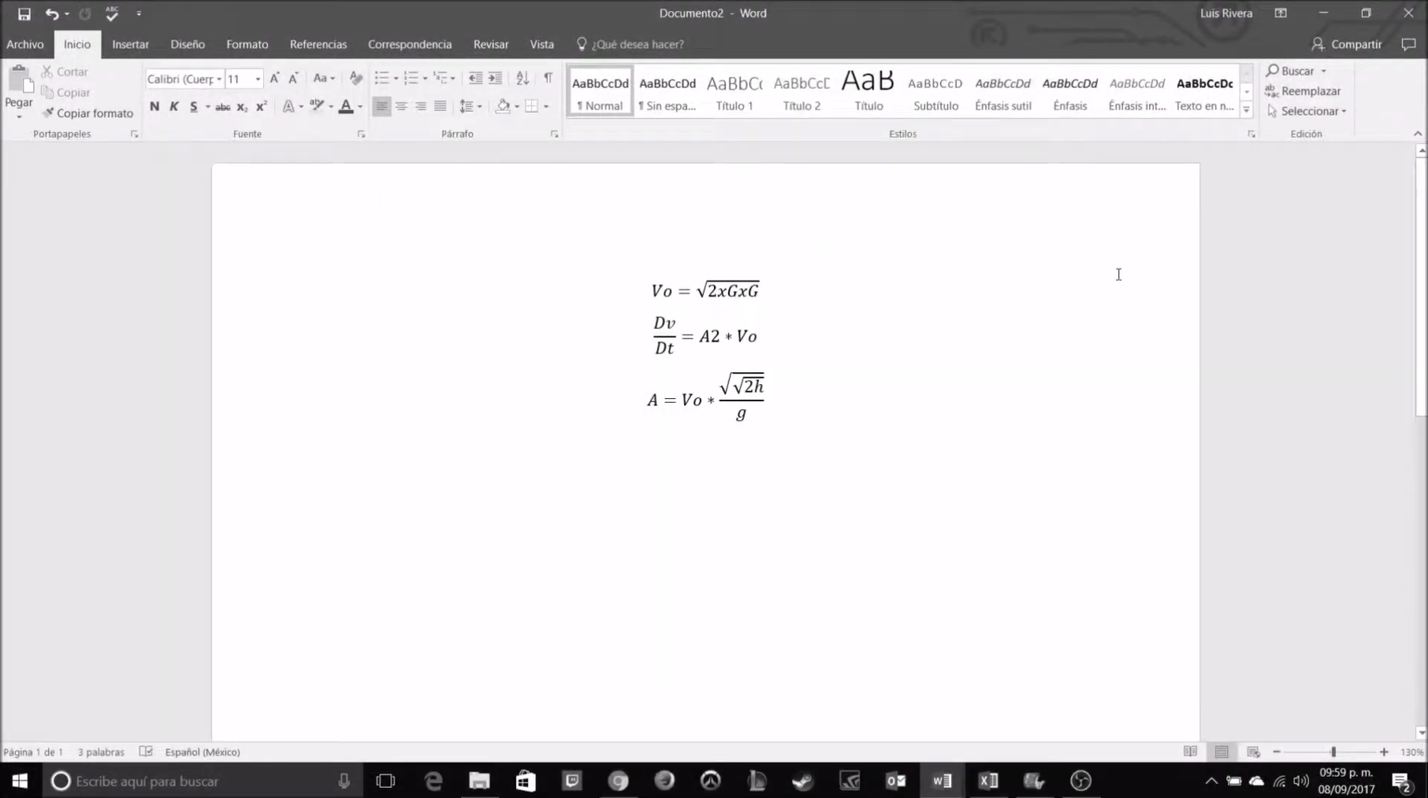Well, our theory and data of the PVC problem, okay? So we're going to start with the formulas. The formulas we used to solve this problem were: initial velocity equals the square root of 2 times the gravity times the altitude.